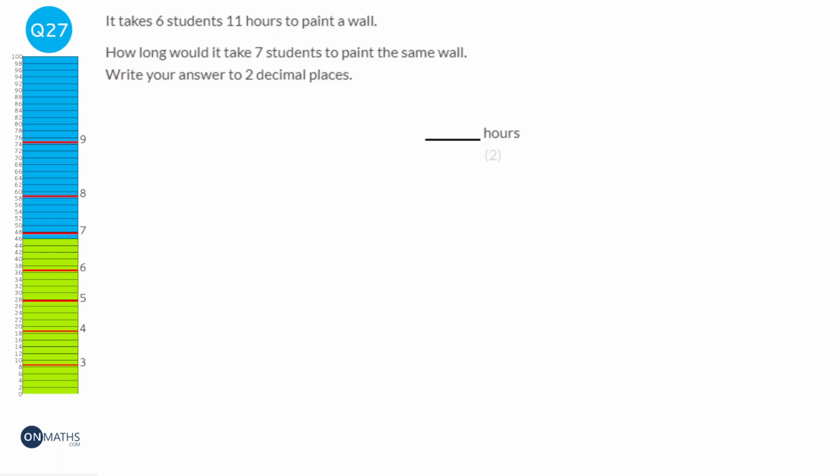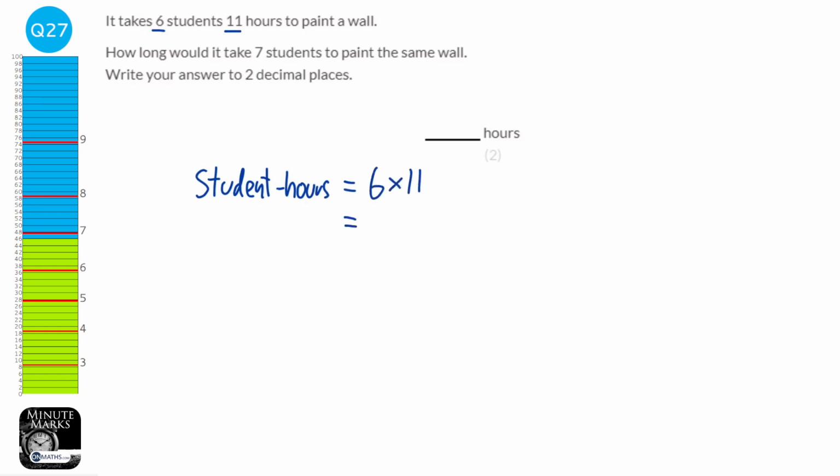To be able to work out this question, we need to work out the amount of student hours required to paint the wall. And to work that out, we've got 6 students and it takes them 11 hours. So 6 times 11 means it's going to take 66 student hours. So if we had 1 student, it would take 66 hours. 2 students would be half of that because they share the work, and so on.